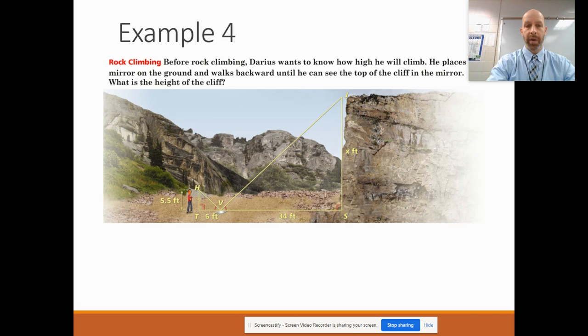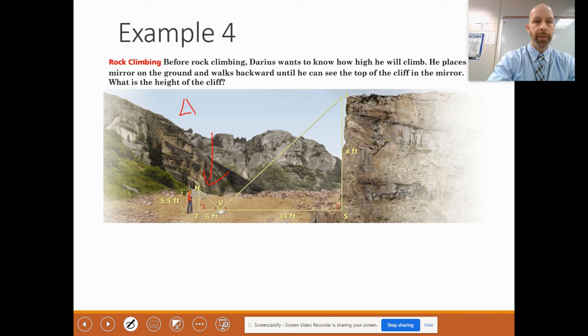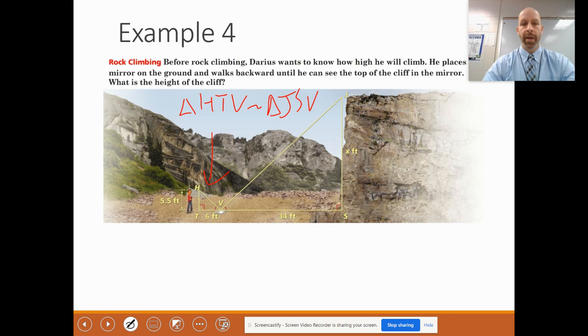So what he's going to do is use similar triangles. In fact, let me point them out here. We've got this triangle here, triangle HTV, and I claim that that triangle is similar to triangle JSV. And you can even see in the pictures that we've got the two right angles, and then we've got the two congruent angles. So they're similar because of the AA similarity.